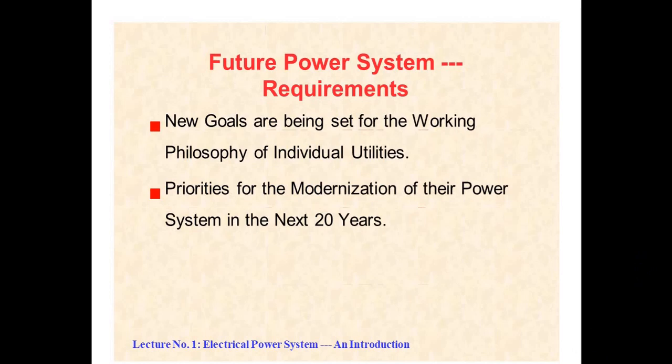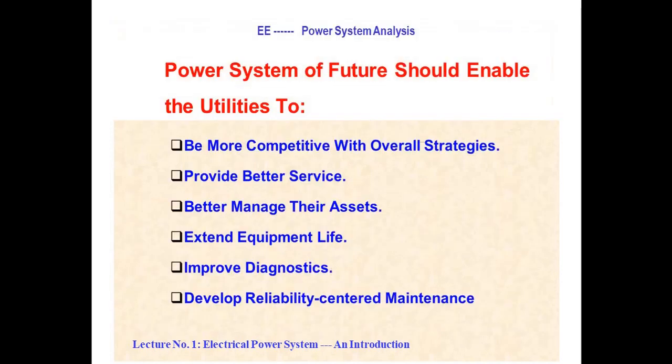And if you define the power system requirements, especially for the future requirements, we see a lot of reservations in our current system. Our system is not very updated, so new goals are being set for the working philosophy of the individual utilities, priorities for the modernization of the power system in the next 20 years. There has always been a priority set to see how a power system will be in the next 20 years. So all the calculations, all the work it involves, is very much based on the future requirements. So future requirements are very much targeted while designing any specific part of the power system.